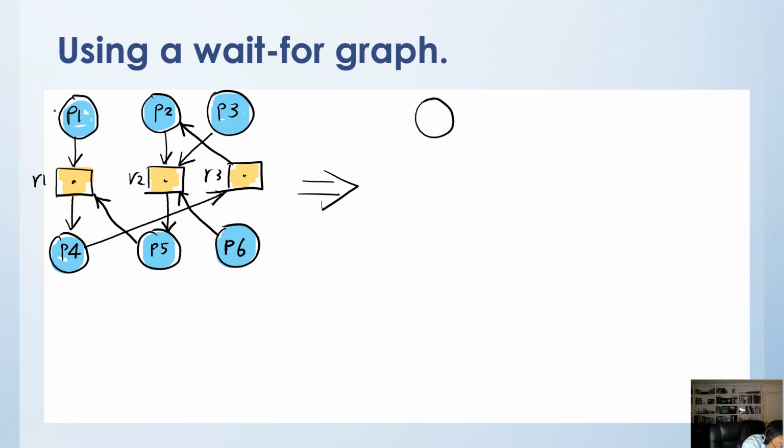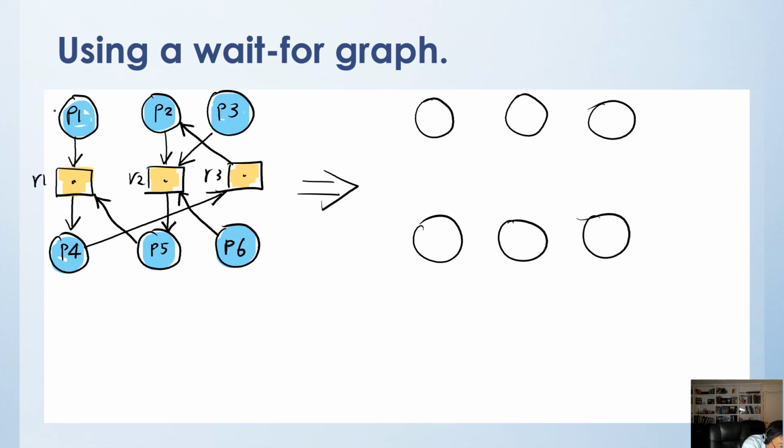So let's see. We have P1, P2, P3, P4, P5, P6. Now, we only try to find out the dependency between the processes. For example, process 1 is currently requesting resource 1, but it's not available because process 4 currently holds resource 1, because there's only one unit. So that means process 1 is dependent on process 4.